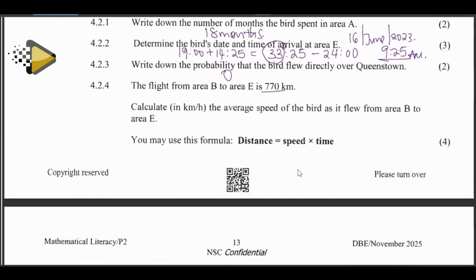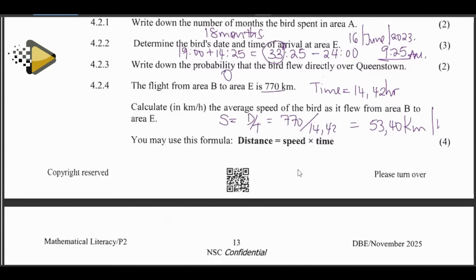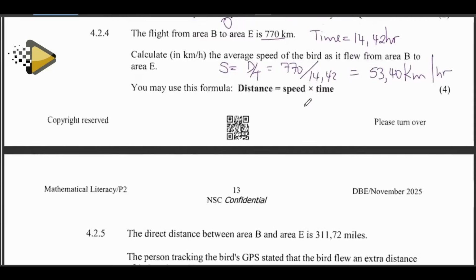So the time we've got is 14.42 hours. So the speed we are trying to get is distance over time, which is 770 divided by 14.42, which gives you a speed of 53.40 kilometers per hour. That was the distance. Sorry, that was the speed.